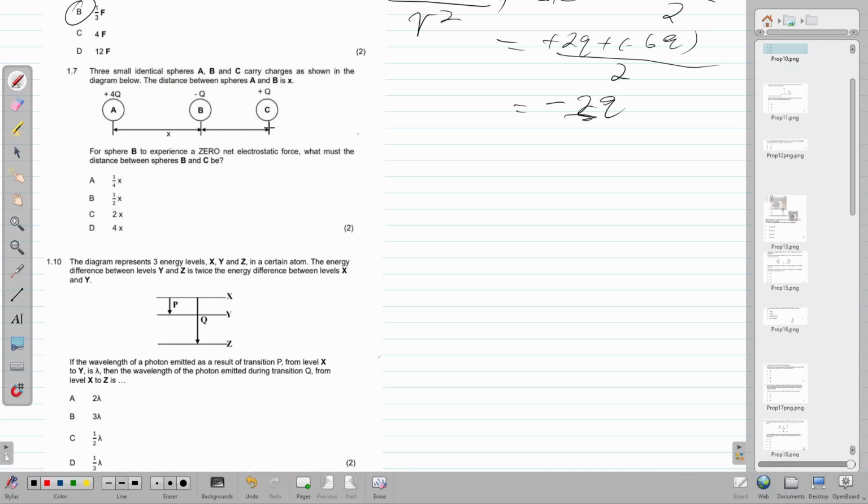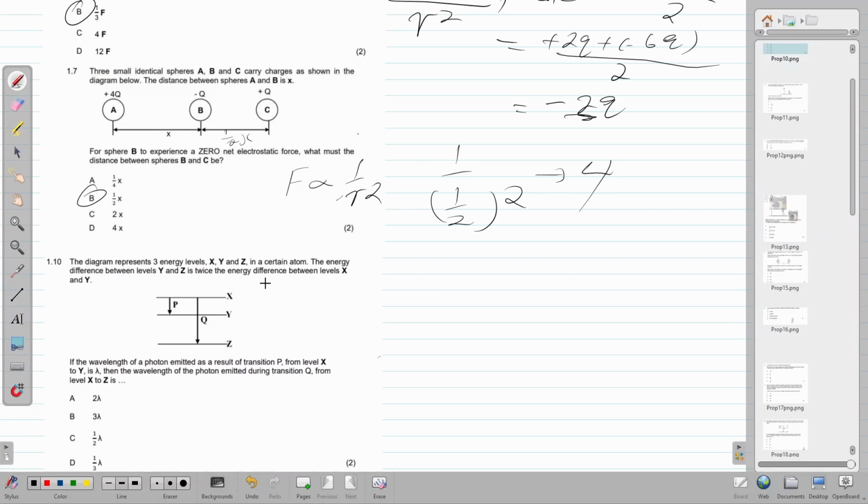The only way to do that is by placing sphere C at a distance of half x. Force is inversely proportional to the square of the distance. So if this is half x, then 1 over 1/2 squared would increase the force by 4. So the correct answer here is B.